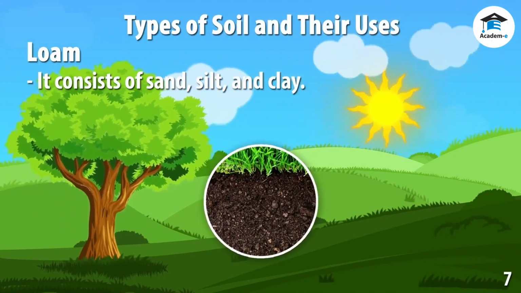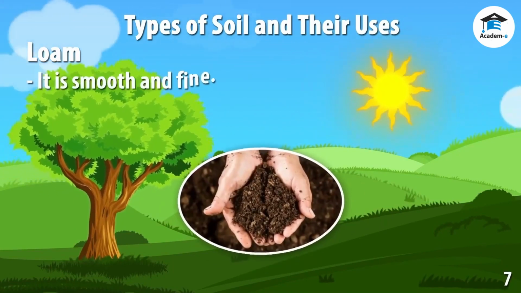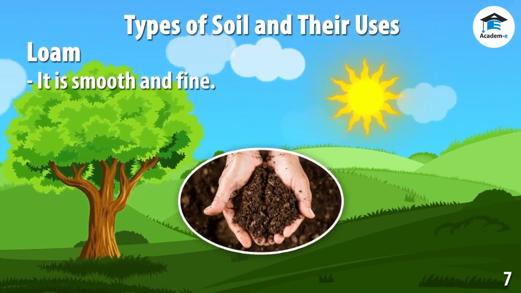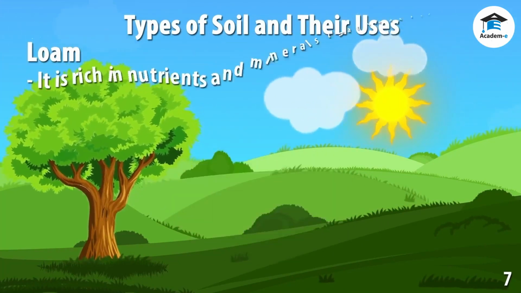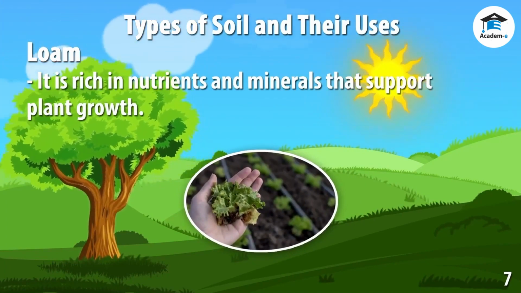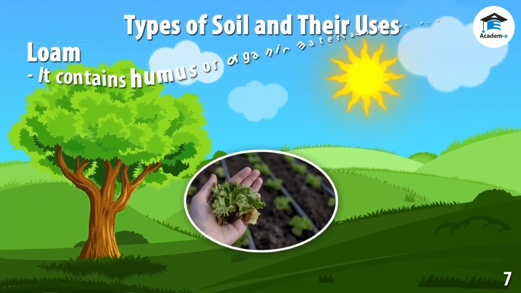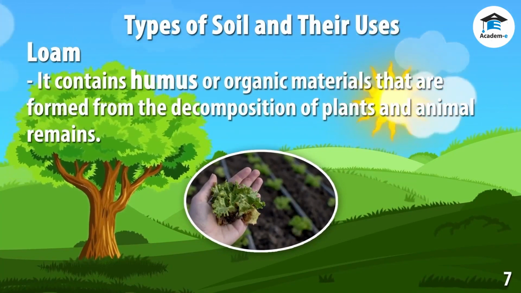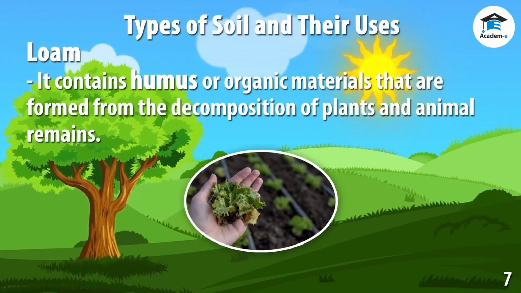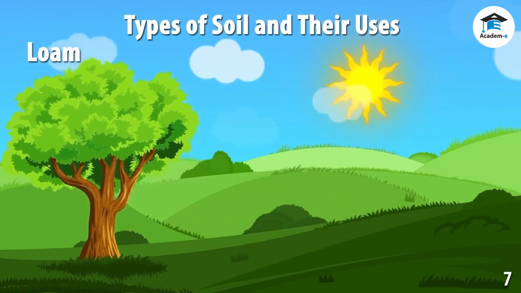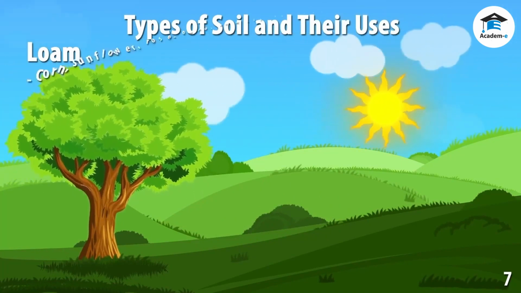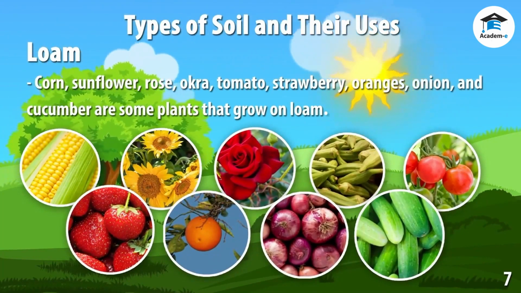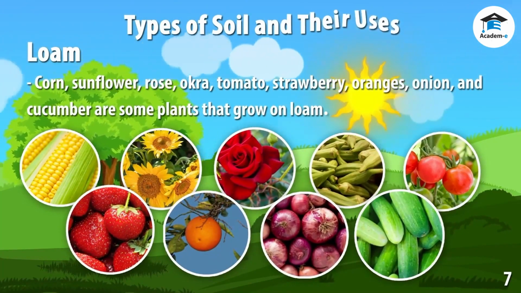Loam consists of sand, silt, and clay. It is smooth and fine. Because loam has varying particle sizes, it can hold plenty of water. It is rich in nutrients and minerals that support plant growth. It also contains humus or organic materials that are formed from the decomposition of plants and animal remains. Many plants grow and flourish in this type of soil, such as corn, sunflower, rose, okra, tomato, strawberry, oranges, onion, and cucumber.